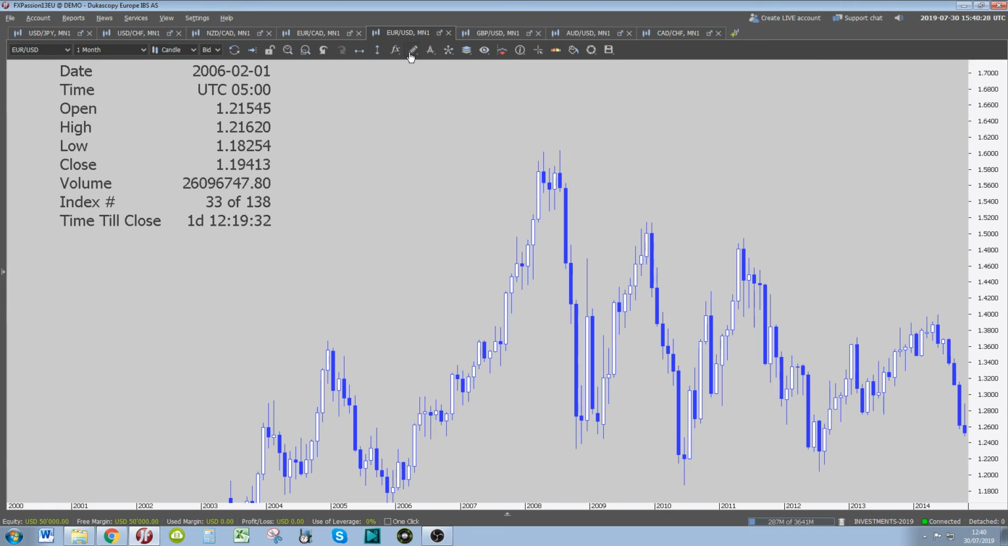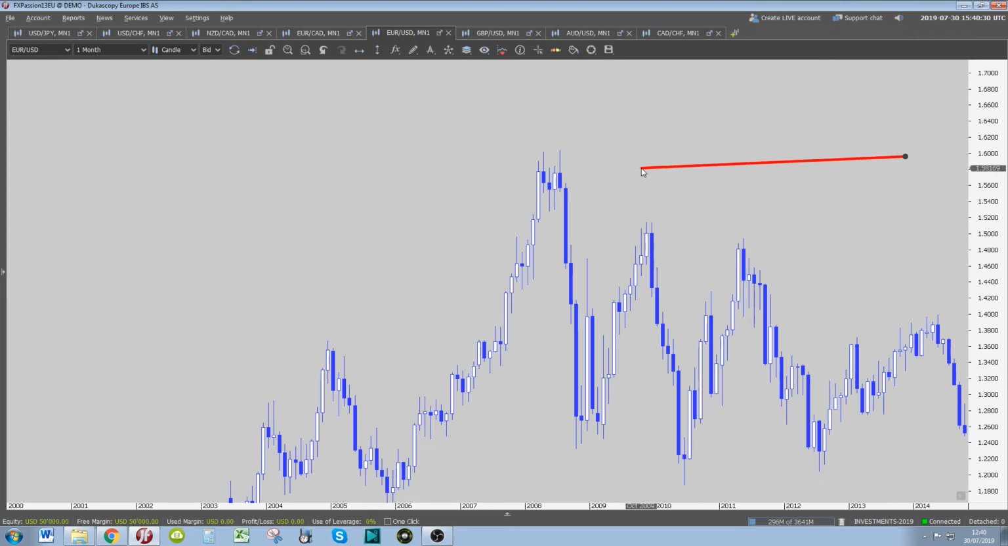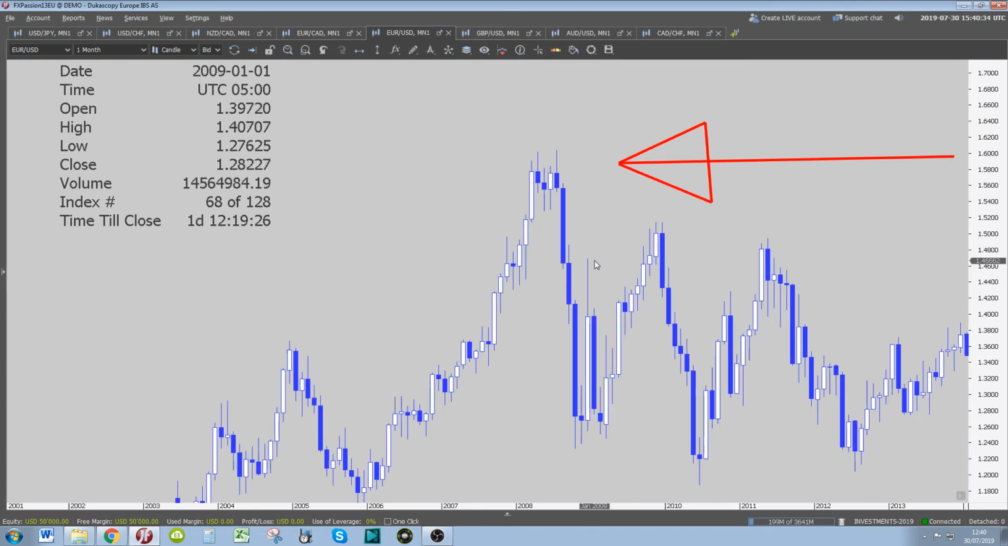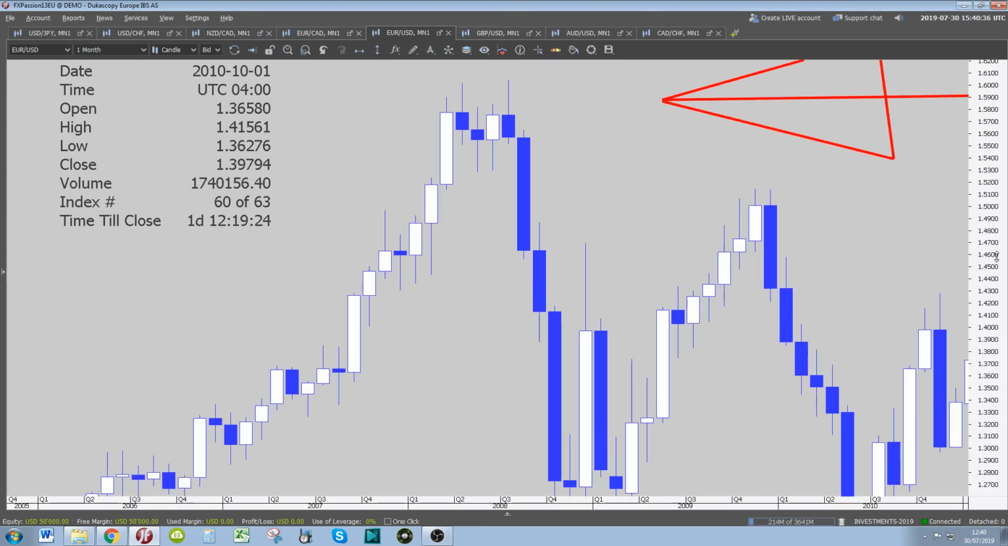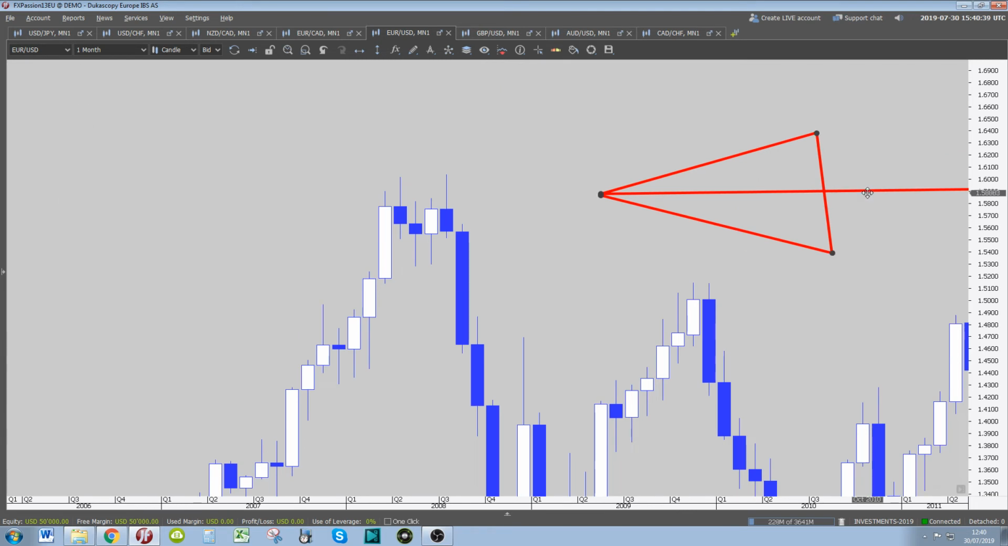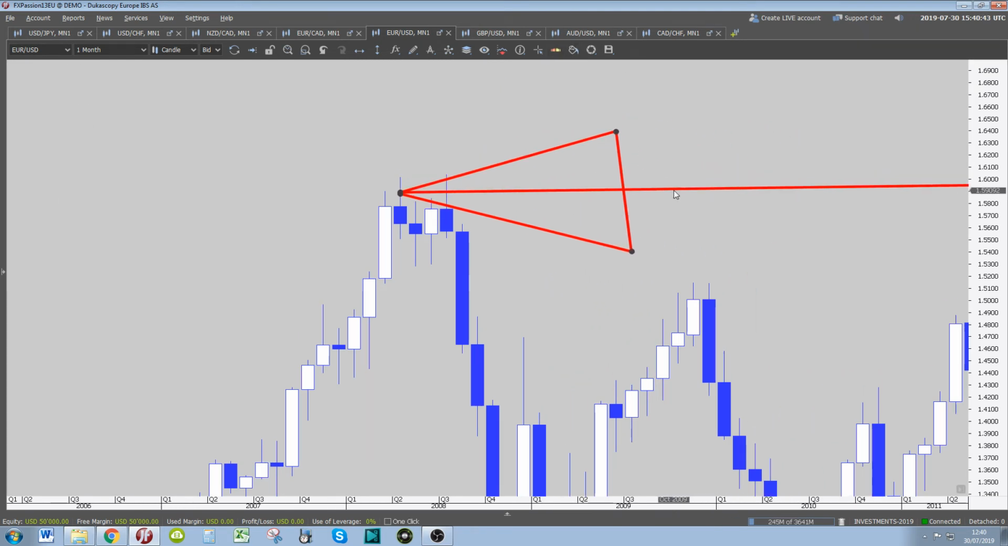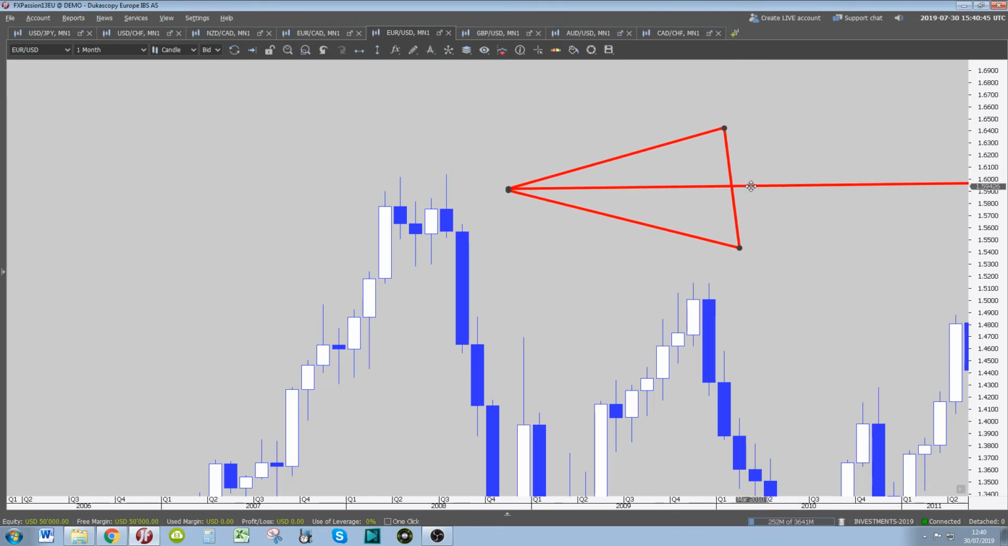Okay, so we want to understand which one of the two candles is the high, right? So we have two highs. Which one is the high, which one is not the high?